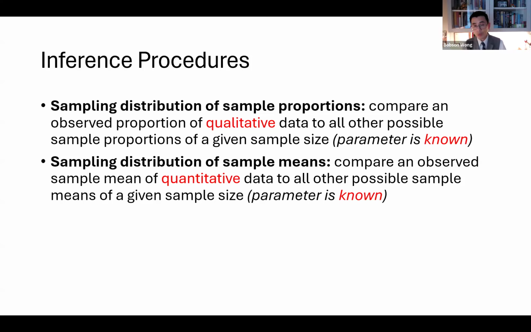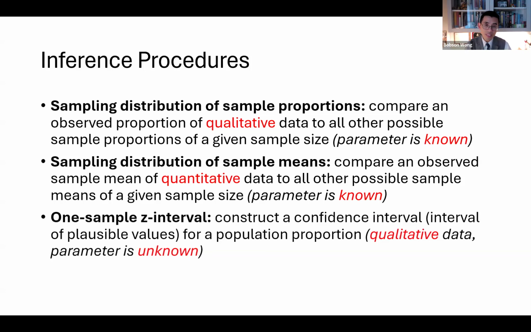Now, many times we deal with situations where the parameter is not known. In this case, so far we've learned the one sample z interval. Now, the one sample z interval is a confidence interval, which is an interval of plausible values for an unknown parameter, in this case, an unknown population proportion. So the data is qualitative, but the key difference is that the parameter is unknown. So now let's look at some questions that we've talked about to see which procedure we use.